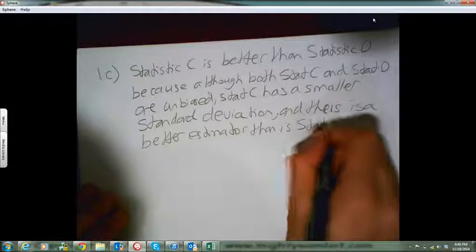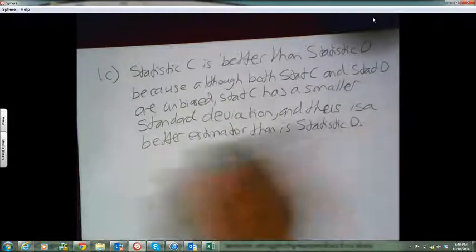statistic D. You know, when I look at my graphs, statistic C only goes from like 60 up to about 85, whereas statistic D goes all the way from 50 to 100. So statistic D has a greater standard deviation, a greater range, a greater variance, a greater amount of variation. Any of those words would have been fine. Basically, you want to indicate that statistic C is better because I'm more likely to get a value that is in the right area. Whereas statistic D, I could get anything from 50 to 100. Whereas with statistic C, I'll probably get something from 60 to about 80. So statistic C is better than statistic D.